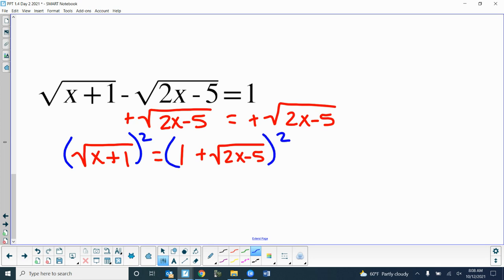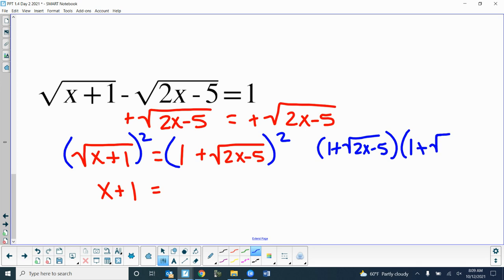All right, so that's going to get kind of a little bit of work we're going to have to do on the right. On the left, it's just what? x plus 1. That's easy, right? On the right means this, 1 plus the square root of 2x minus 5 times 1 plus the square root of 2x minus 5, right? All right, we can do the shortcut if you want. Okay? What do you do for the shortcut?